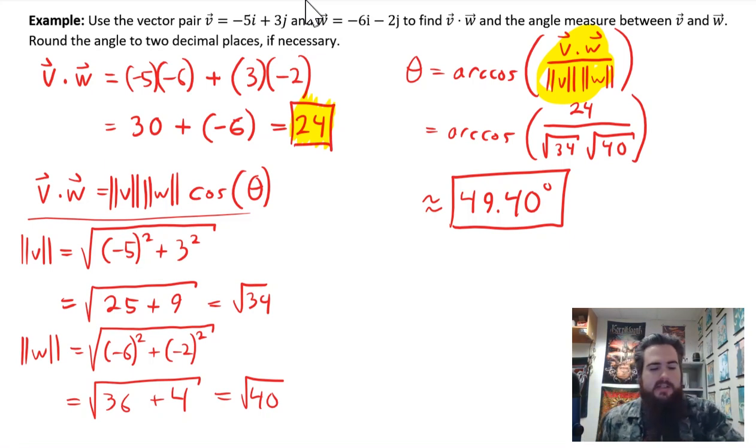Therefore, since the dot product is either positive or negative, you can always figure out what kind of angle measure we expect. Since it's positive, I expect one between 0 and pi over 2, or in degrees, between 0 and 90.